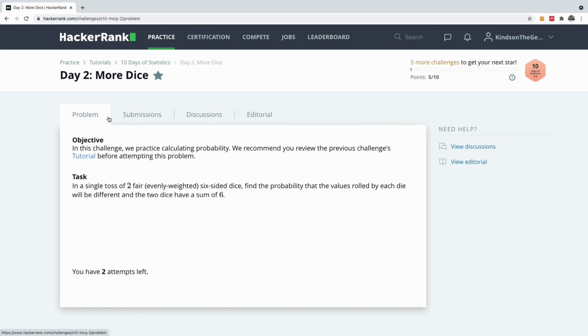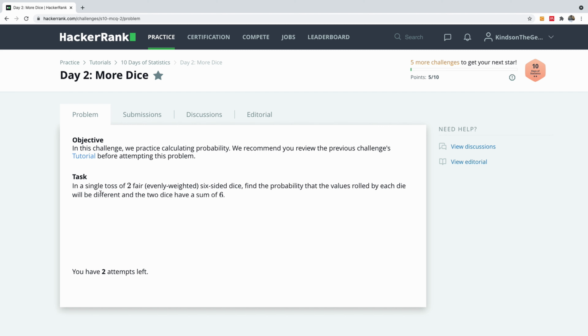This is going to be a very interesting challenge, and it says more dice because we actually have solved a problem relating to dice and probability previously. Now this task says: in a single toss of two fair six-sided dice, find the probability that the values rolled by each die will be different and the two dice will have a sum of 6.